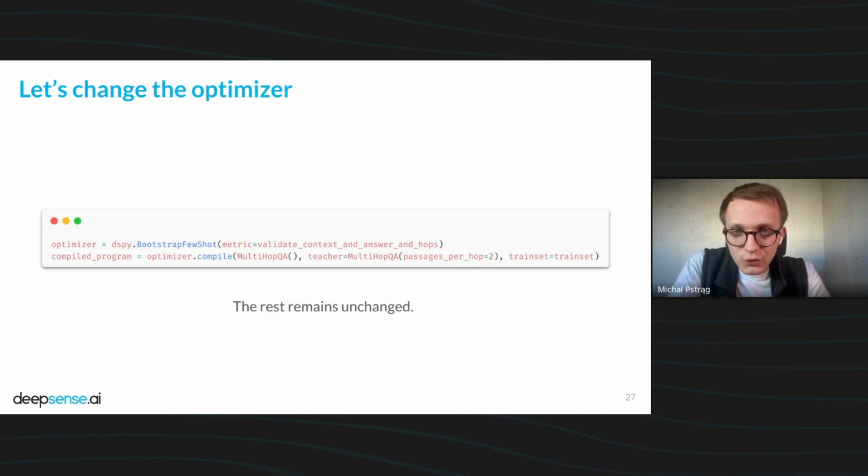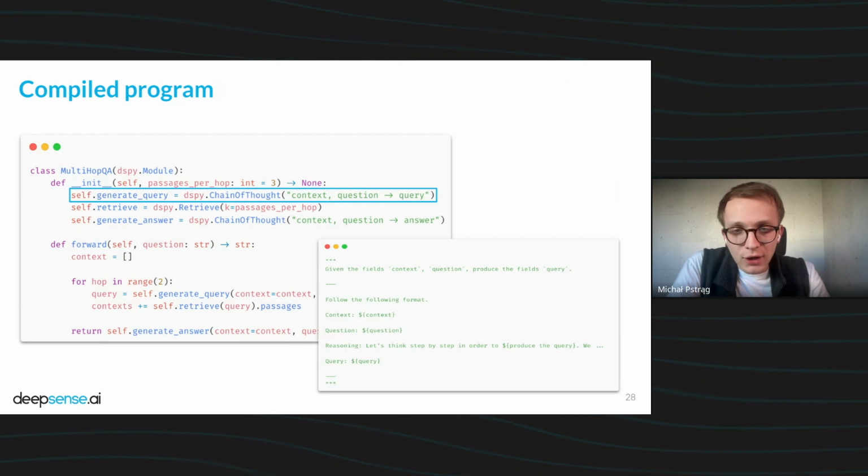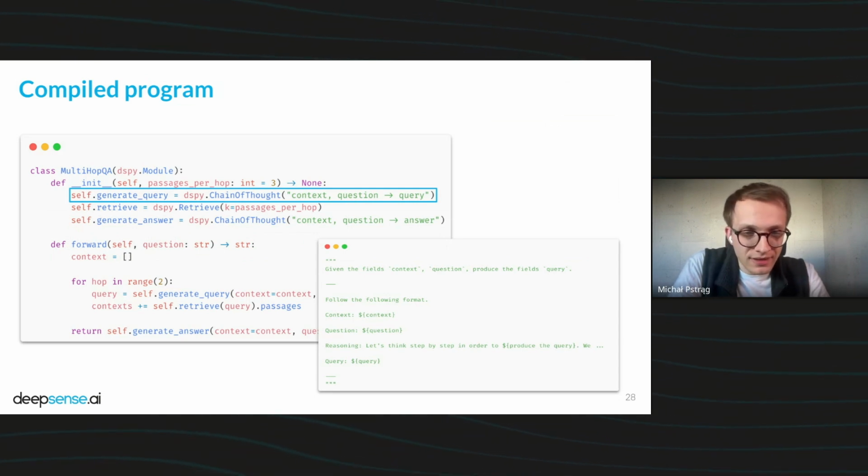But we can also try to optimize it further and maybe change the optimizer. Let's try with the Bootstrap few shot. The rest of the code remains unchanged. And the compiled program is a bit different now because we didn't change the first prompt. The first prompt stayed the same.